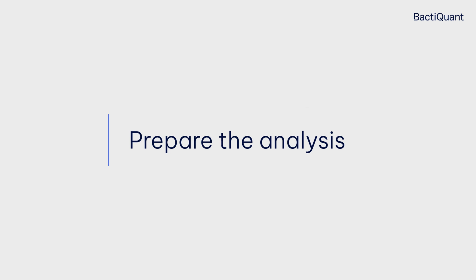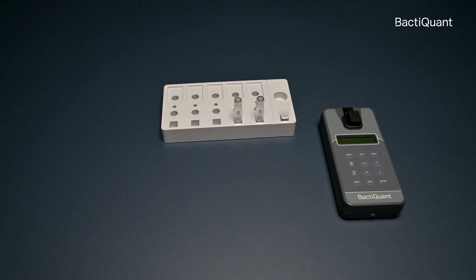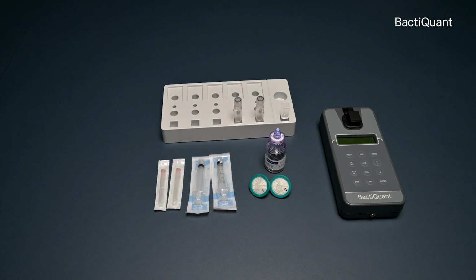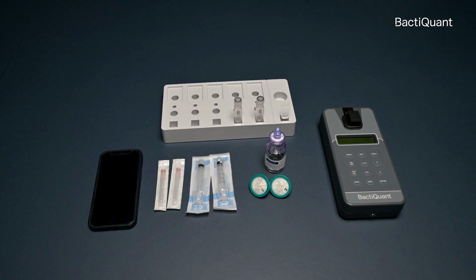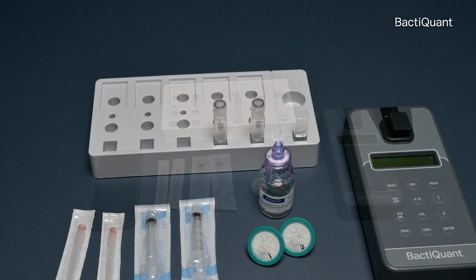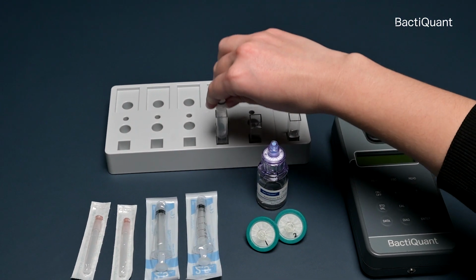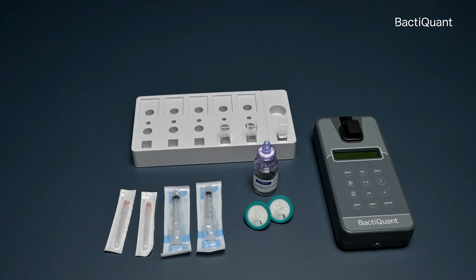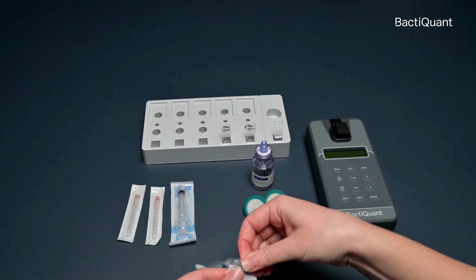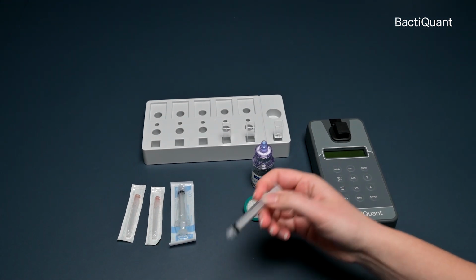To make the continuous analysis, you need the fluorometer, the rack with cuvettes with developer, substrate, filters, syringes and blunt needles according to the number of samples to be analysed, and your smartphone. Remove the developers. You don't need them for this analysis. Transfer 2.5 milliliters of substrate to the syringe.